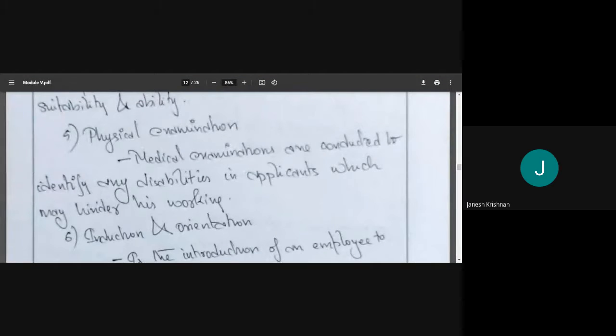Then we have to undergo physical examination. Okay? Medical examinations are conducted to identify any disabilities in applicants which may hinder their working. Right? So physical examination means we have to do it medically. They will be doing medical tests to see whether you have any disorders, like whether you are properly healthy for that particular job. So like for police tests and all, you have physical exams.